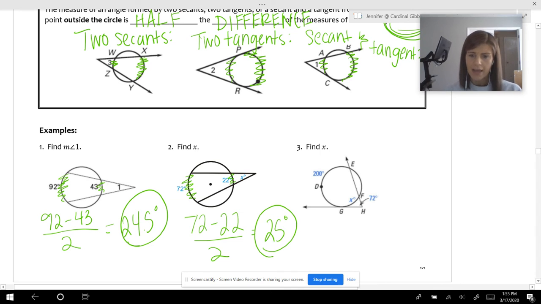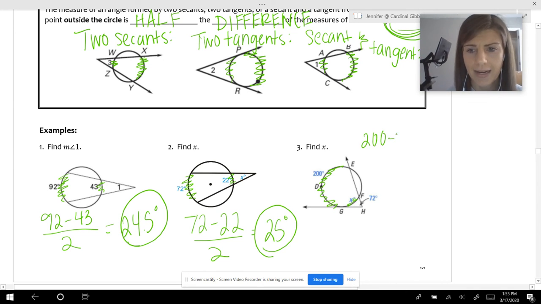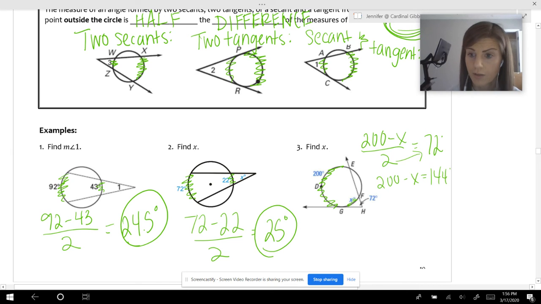So in the last picture, this time instead of looking for the angle, we're actually looking for one of the arcs. So we're still going to use this same formula. We're just going to have to solve a little bit instead of just plugging right into it. So our intercepted arcs here are 200 and x. So 200 minus x divided by 2 would give us the outside angle, which is 72 degrees in this case. So we just need to solve that little equation for x. So 200 minus x equals 144. Just multiply the 2 to the other side. And then that would make x 56 degrees.